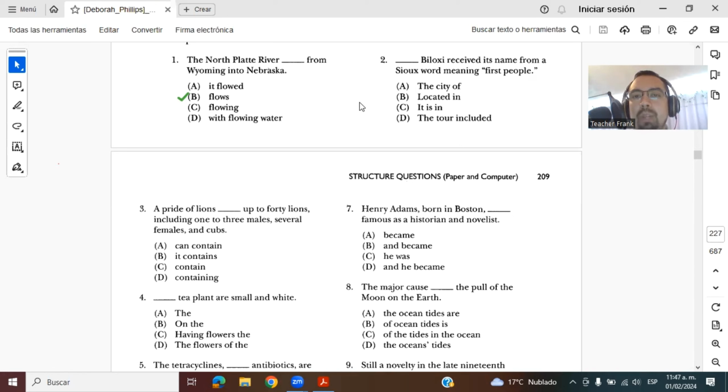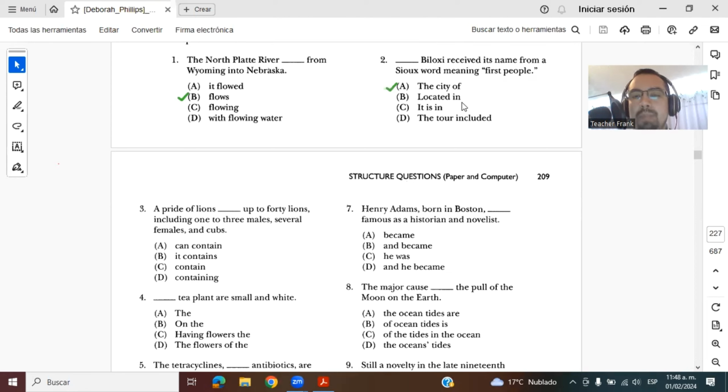Now, number 2, Biloxi received its name from a Sioux word meaning first people. The city of, located in, it is in, or the tour included. In this case, it's A. The city of Biloxi received, right? We just have more information for the subject. We don't need a verb. We don't need located in. That's weird. The tour included, another verb. We don't need that.